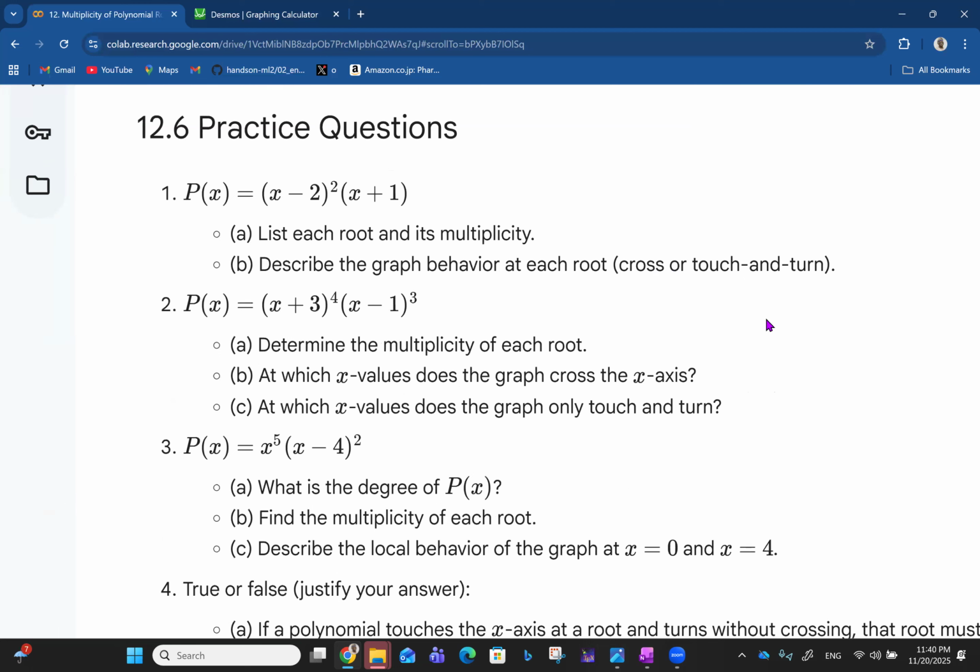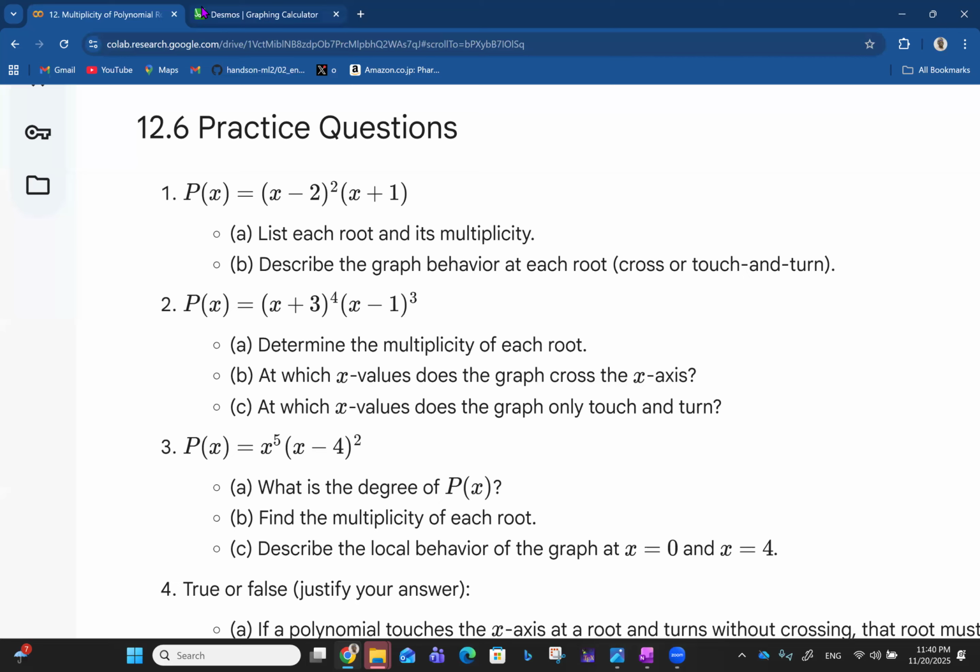Okay, so I've tried out all these plots along the way, and you want to try these ones too. List each root with its multiplicity. This is x equals 2 with multiplicity 2, then x equals minus 1 with multiplicity 1. Describe the graph behavior at each root. Because this is even, it is going to just touch at 2, and this one is going to cross at minus 1.